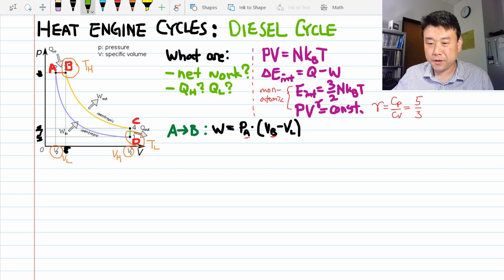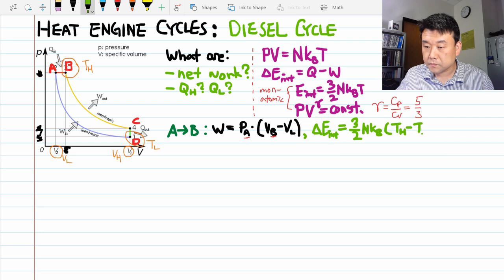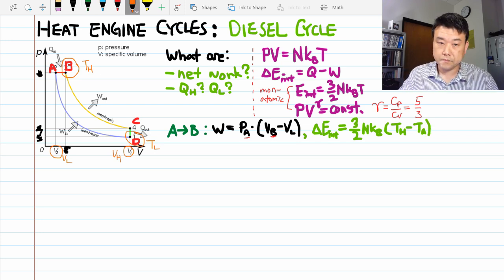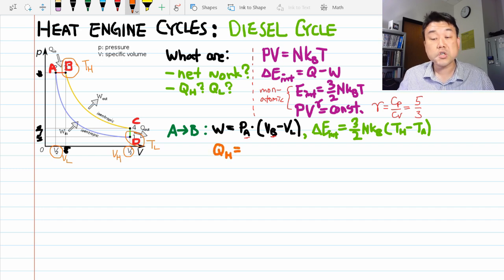I hope you remember isobaric expansion being complicated. There's non-zero work done, and there's non-zero change in internal energy, because there's a change in temperature. This is the familiar expression from the previous examples. And temperature at A is known, we'll figure that out later. And finally, we use first law to express the heat input, which is going to be change in internal energy plus the work done by gas. So let me just write that out.